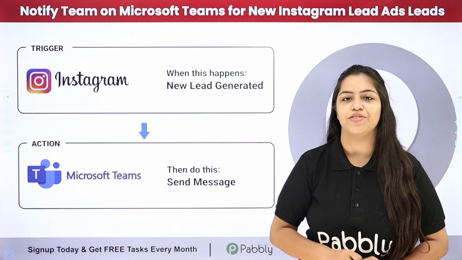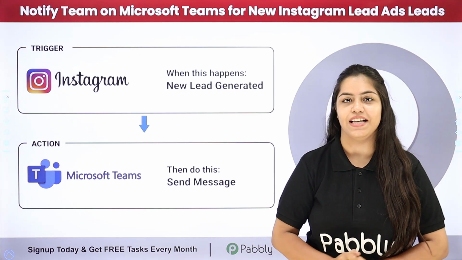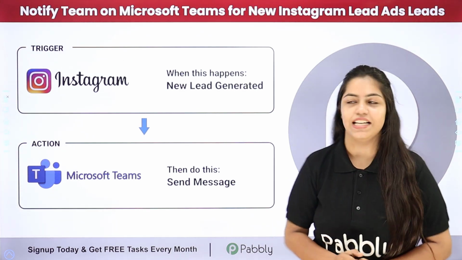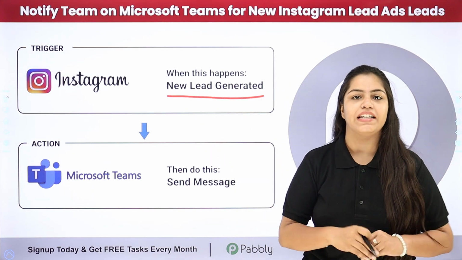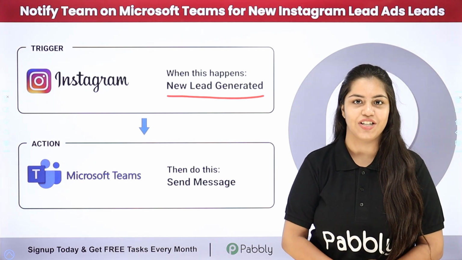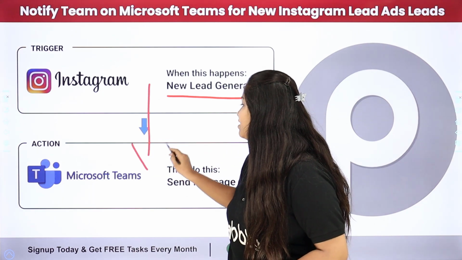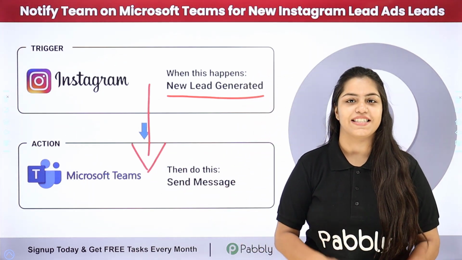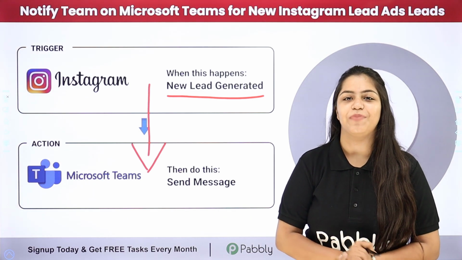So I manage a sports and training center, and for that we use Instagram lead ads to promote and grow our center. And now what I want is that as soon as a new lead is generated in my Instagram lead ads, automatically my team on Microsoft Teams should be notified about the new lead received. So to do this, we are going to create a connection between Instagram lead ads and Microsoft Teams. To create this connection without knowing any programming or coding language, we are going to use Pabbly Connect.